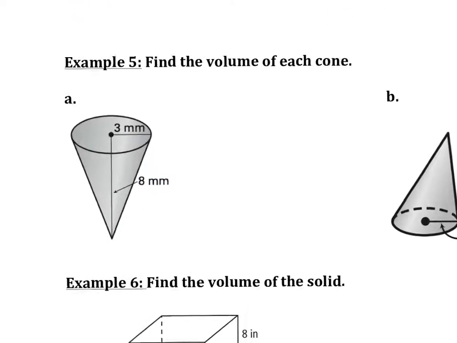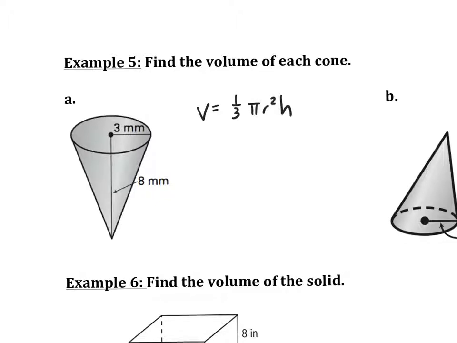All right, let's attack, kill, destroy the volume of the cone. Again, no big deal. 1/3 the area of the base, which is pi r squared, times the height. In this case, the height is 8, and the radius is 3 millimeters. So all we have to do is substitute in. So 8 is there, and 3 goes there.